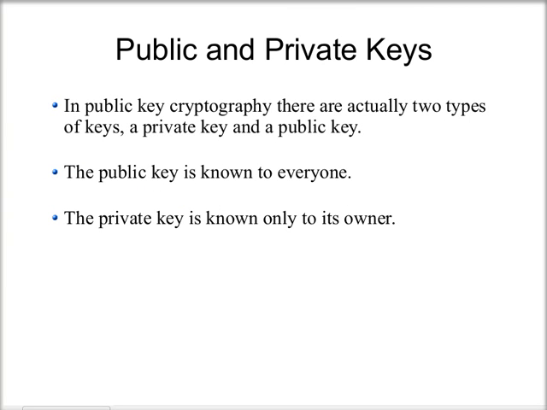In public key cryptography, there are actually two types of keys, a private key and a public key. The public key is known to everyone, and the public key is what's used to encrypt messages. The private key is known only to its owner, and it's what's used to decrypt messages. So knowing one key is not enough to both encrypt and decrypt the message.